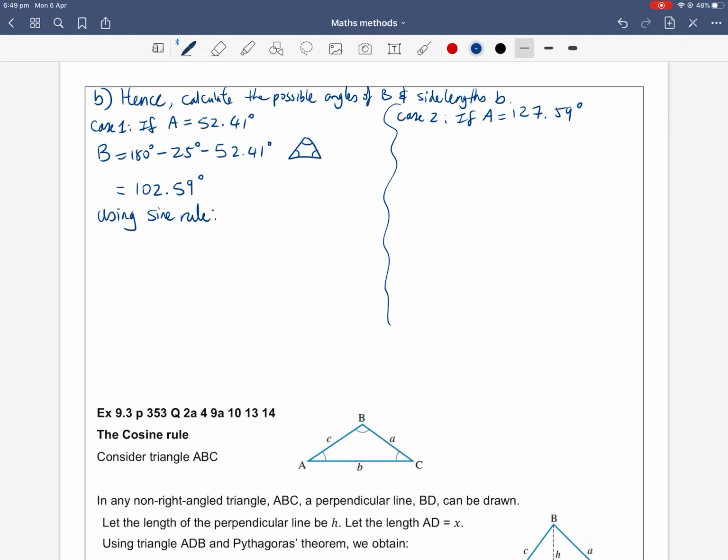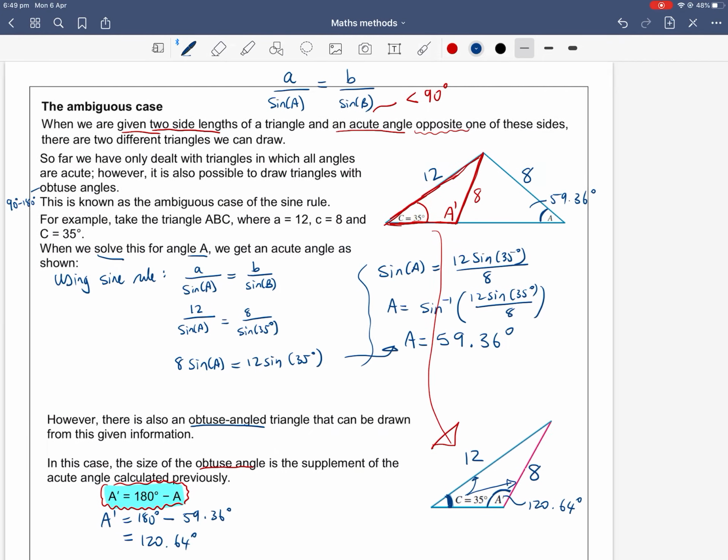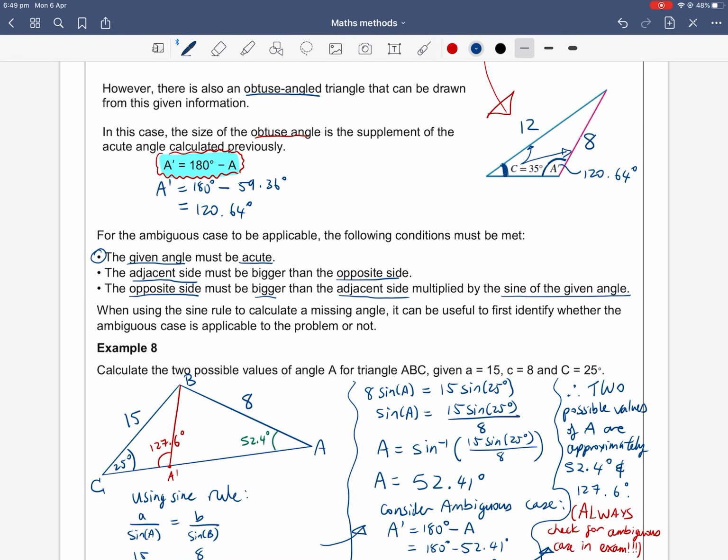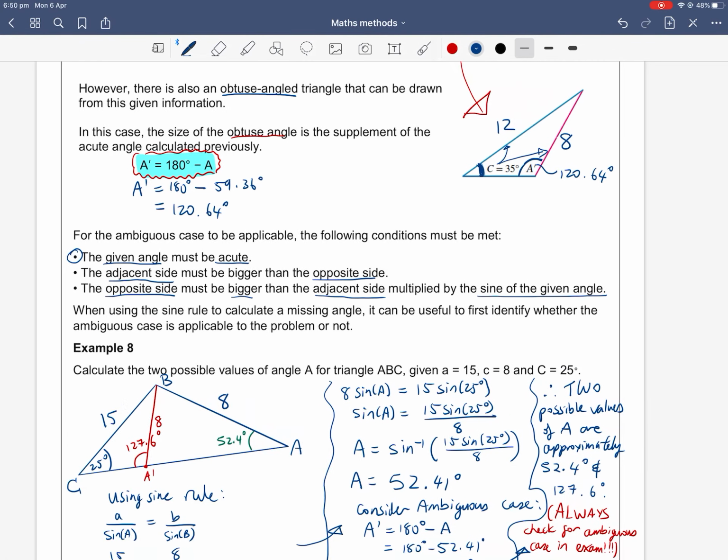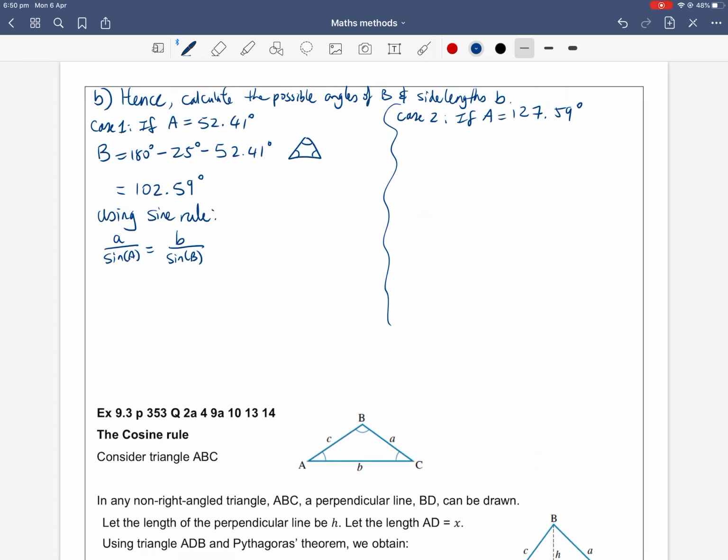So let's apply the sine rule. So using sine rule, the default formula, A on sine A is B on sine B. So substituting our known values. The other thing we could also use is the side length of 8, right? Because we do know that that side length is 8. It really doesn't matter whether you use 15 or 8, as long as you're consistent.